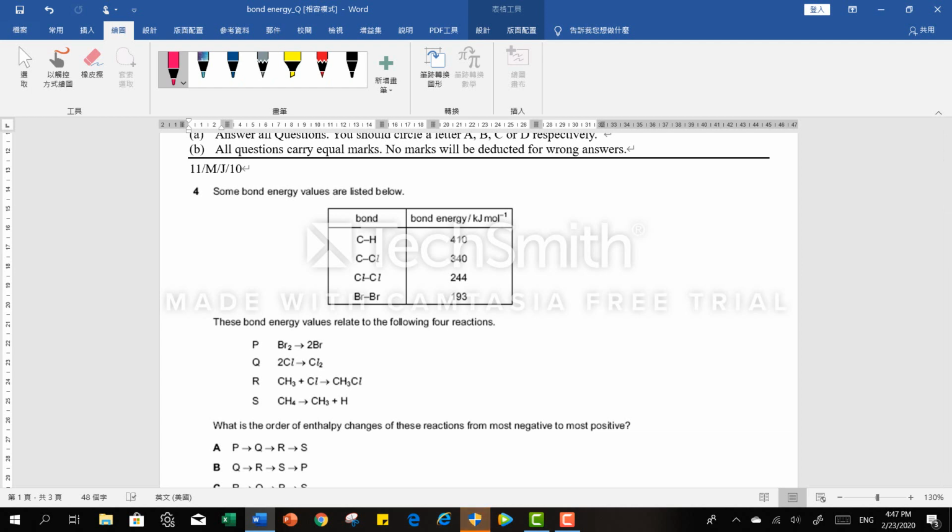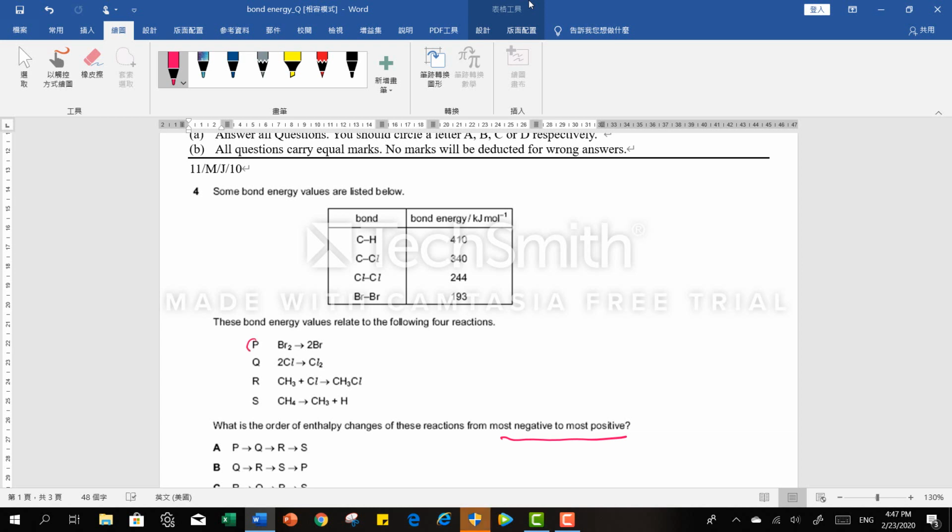Now, what is the order of enthalpy change of this reaction from most negative to positive? So we have to work out the enthalpy change of P, Q, R, S respectively. Then we can rank them, from most negative to most positive.